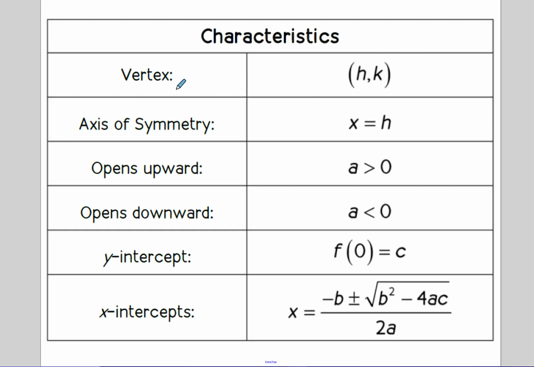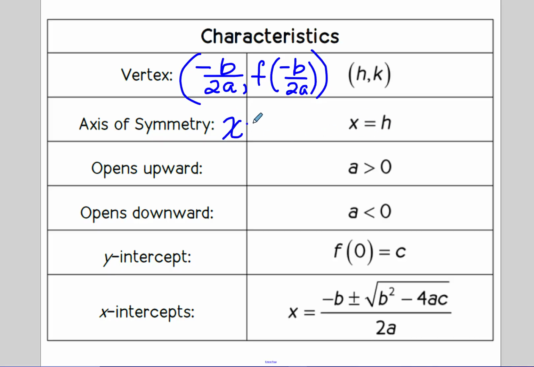And then the rest of the characteristics, we can have h, k. We can also have the opposite of b over 2a, and then substitute that answer back into the equation to find the y value. And this is also another form for the vertex. Your axis of symmetry can either be x equals h, or it can also be x equals the opposite of b over 2a.